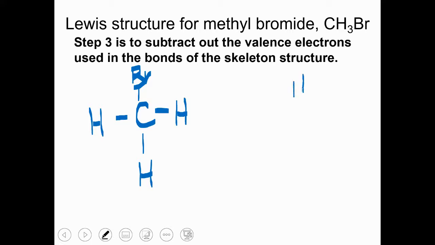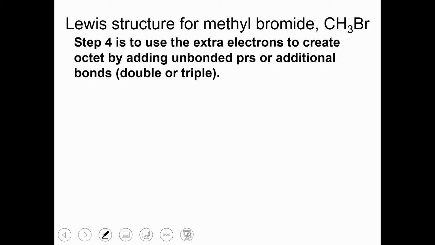So remember that we had 14 valence electrons available. What you need to do is subtract out the valence electrons that were used in making the bond. Remember, each one of those dashes represents 2 electrons, and I have 4 dashes in my skeleton structure. So I used 8 electrons to make those bonds. I have 6 that remain. Okay, so that is the third step that you do.